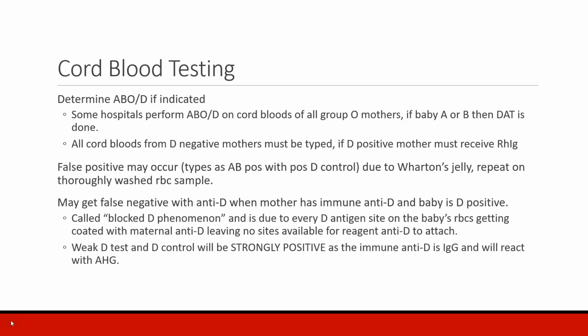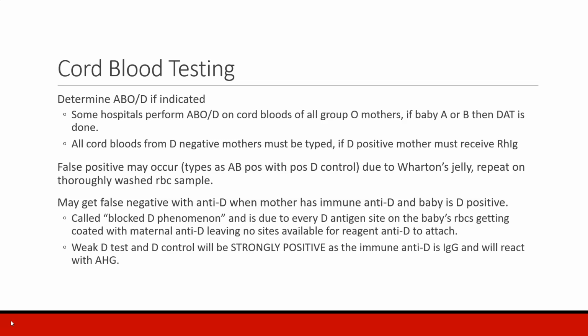I want to say that one more time. Every D positive antigen on the baby's red cells is coated with the maternal immune anti-D because that baby has been cooking in the mom for 9 months, or probably less if it's significantly affected. But during that time, the mother's producing antibody. Where's that antibody going? Onto the baby's red cells. So it gets to a point where every site is coated. So when you add your reagent anti-D, there's no place for the anti-D to attach to. So the baby appears to be D negative.